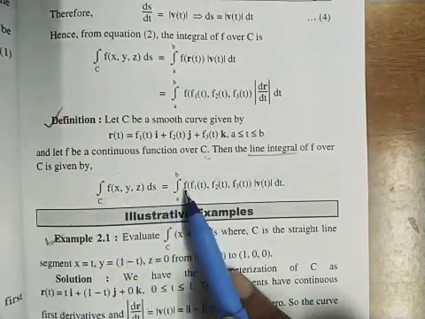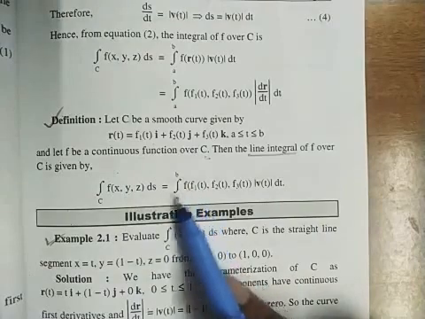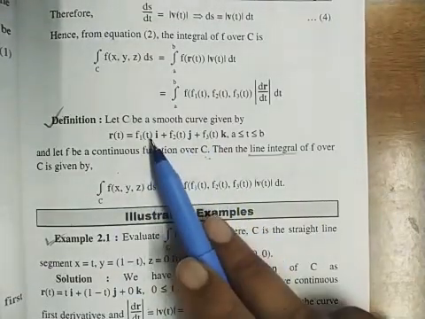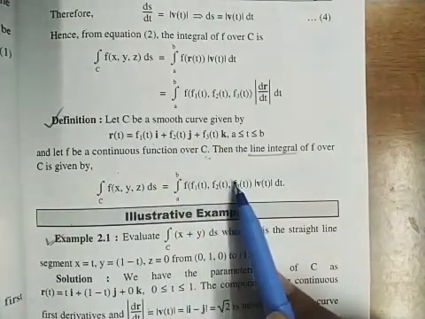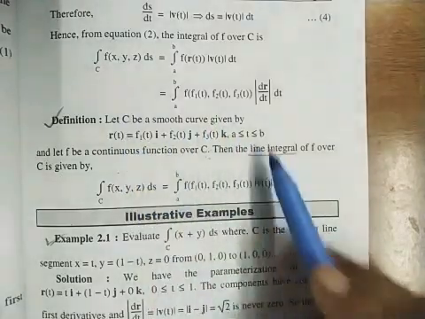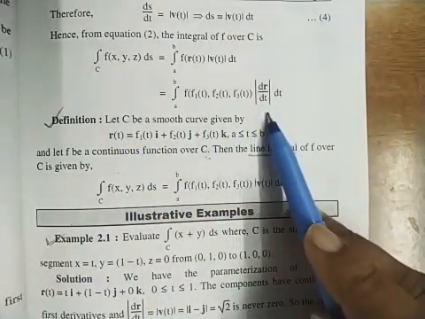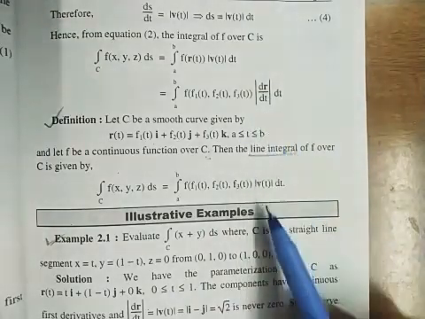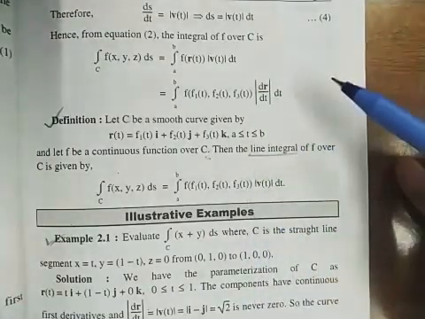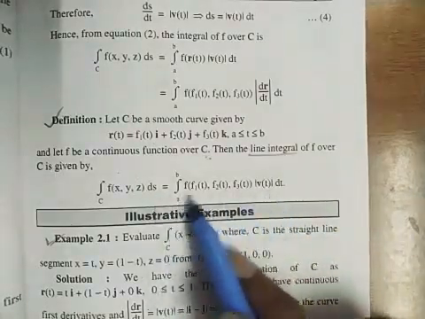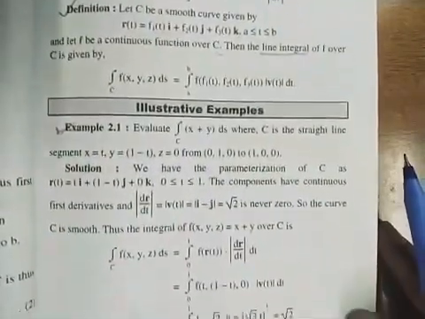It means we apply this function f on f1(t), f2(t), f3(t). We consider f1(t) as x, f2(t) as y, f3(t) as z, like this, and the magnitude of v(t) means, from this r(t), the magnitude of dr/dt. From r(t) we take its derivative dr/dt and its magnitude. Okay, this is the formula for the line integral. Let us solve an example of it.